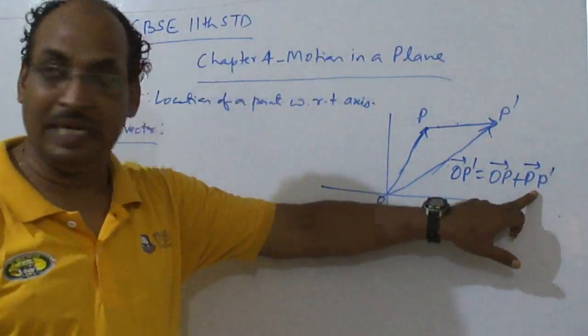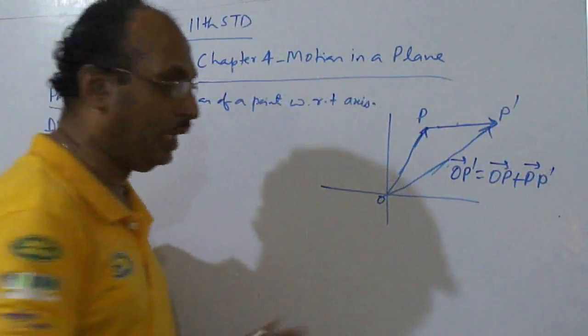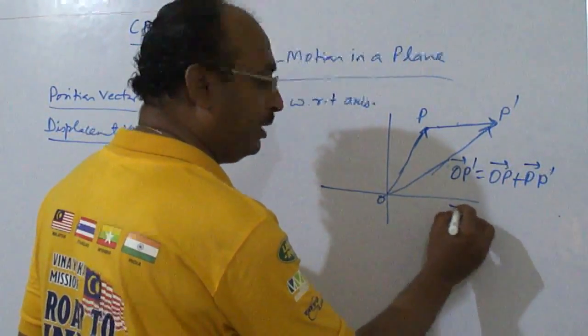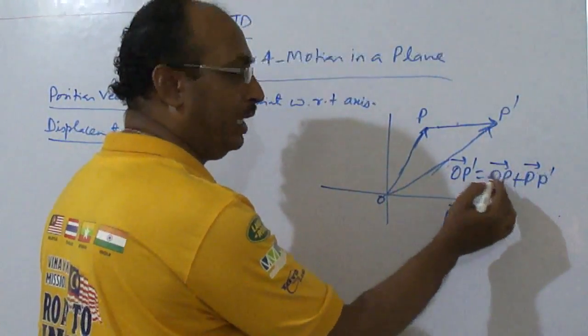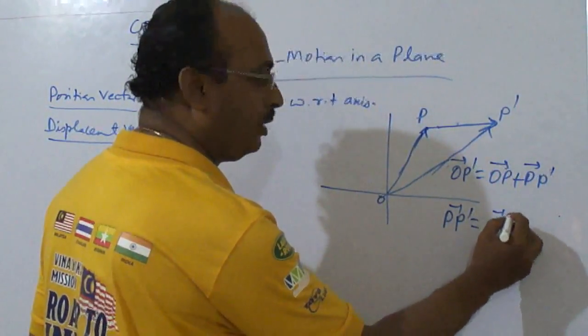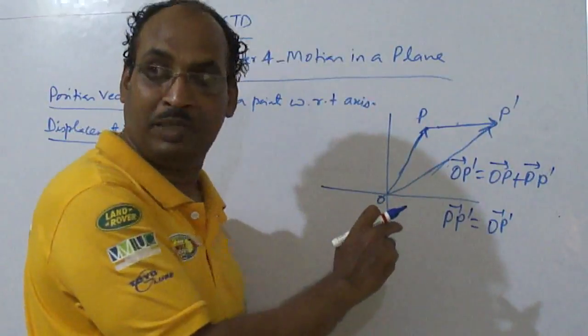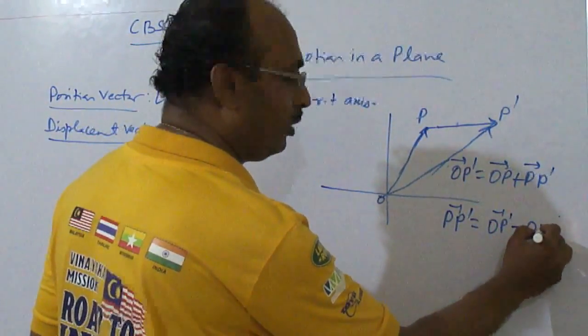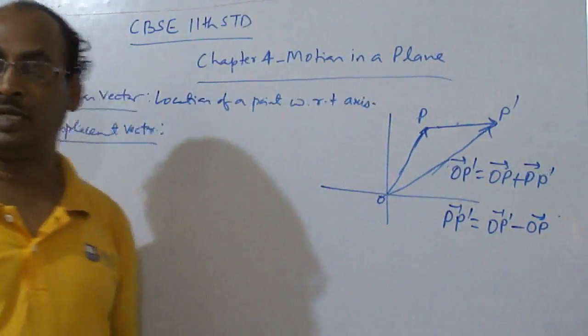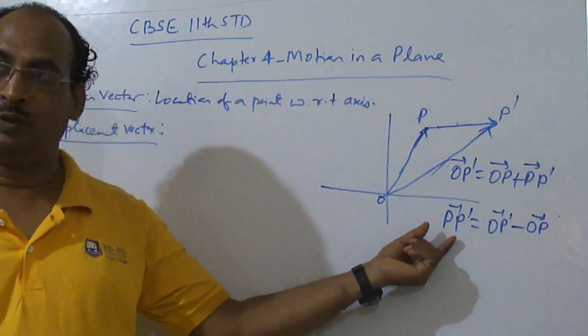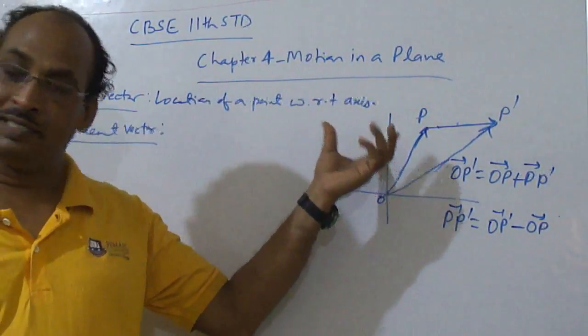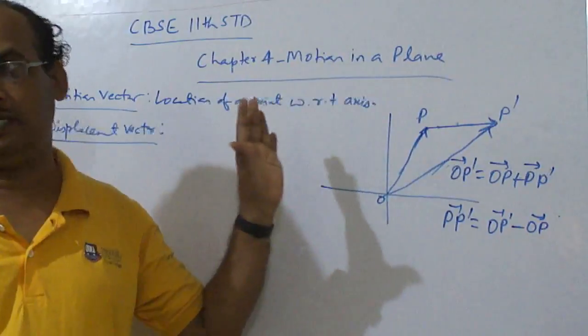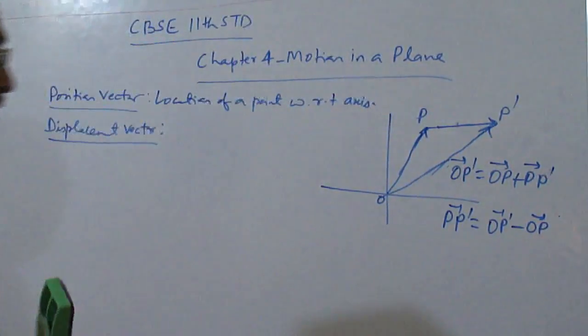Now PP dash is the displacement vector. So OP dash equals OP plus PP dash. This OP will come to this side, so minus OP, and that only will become the displacement vector. So how is it added? It is added in the same triangle law of addition. Right? Okay, let us see.